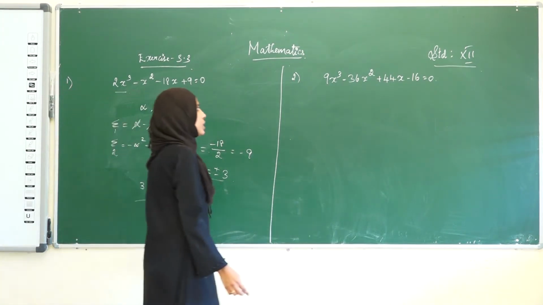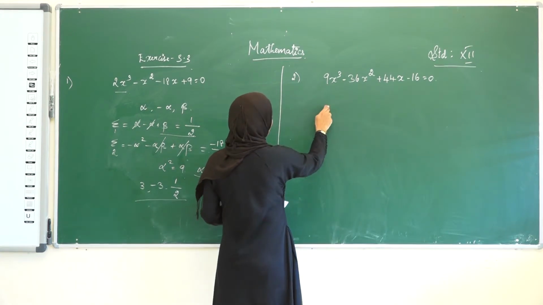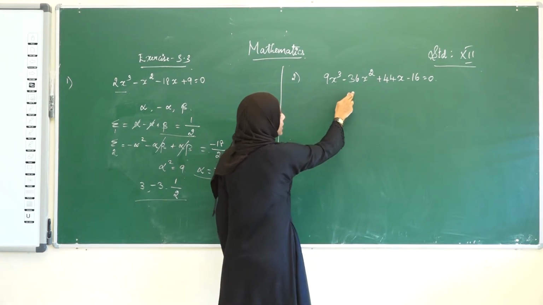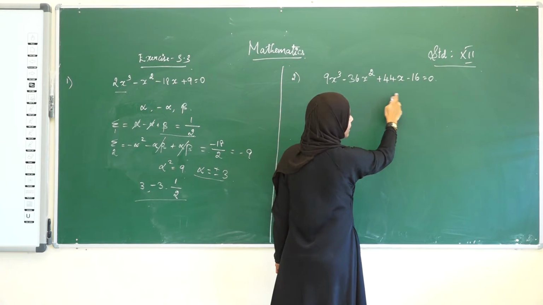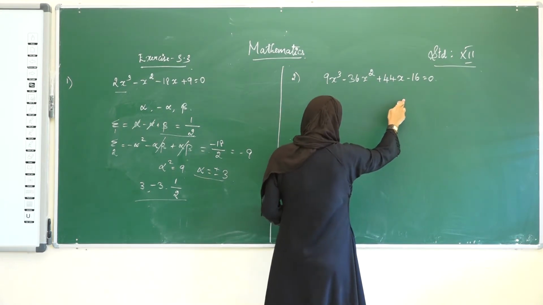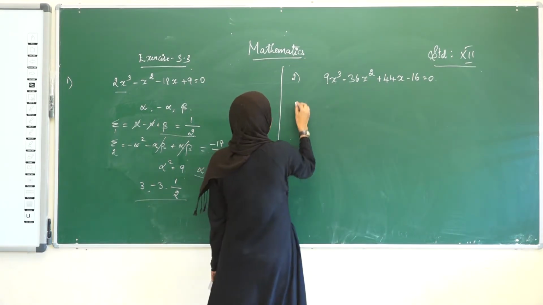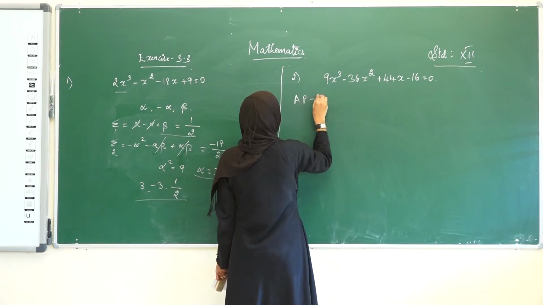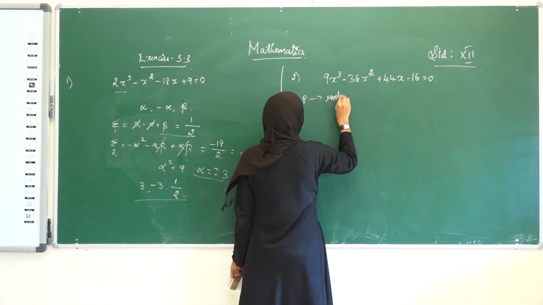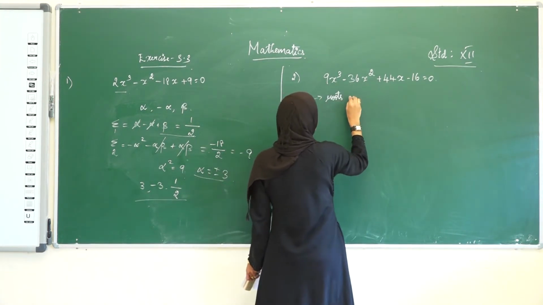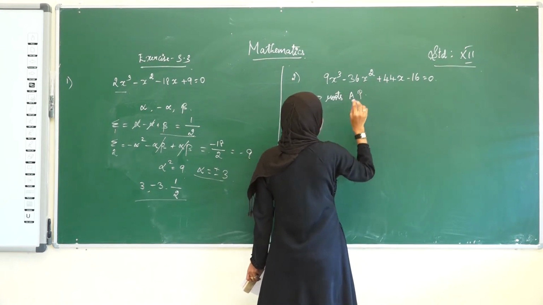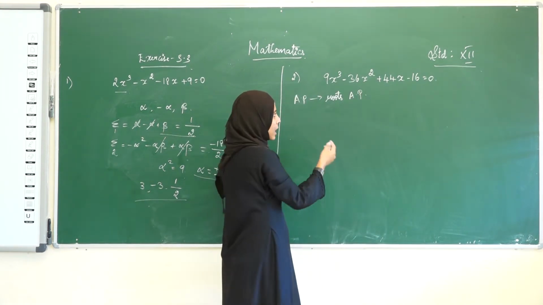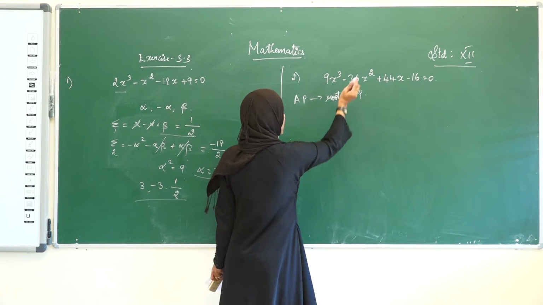Now, let us move on to the second question. What have they given? Solve the equation 9x cube minus 36x square plus 44x minus 16 is equal to 0 if the roots form an AP. The roots are in AP. They have given that the roots of the given equation are in AP. What's AP? It's arithmetic progression. We have seen some examples in the last class. Likewise, we are going to do.